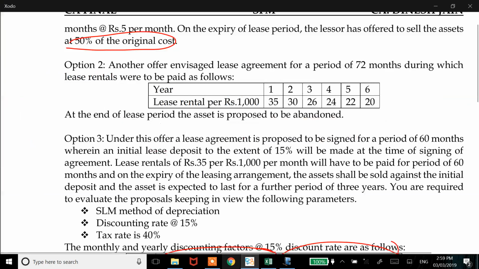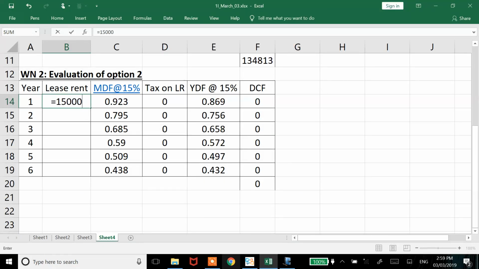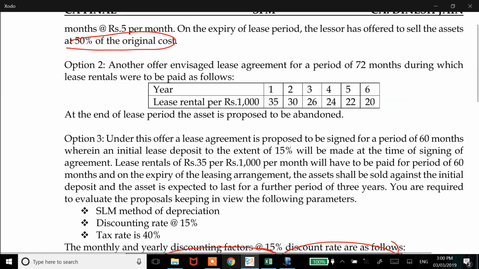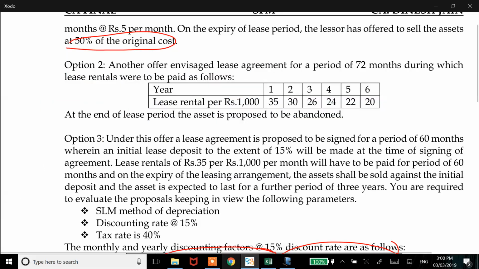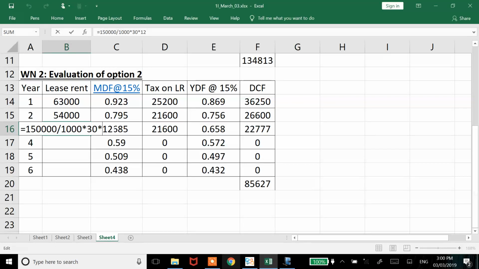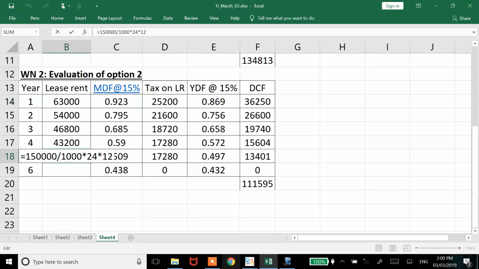First year is 1,50,000 divide by 1000 into 35 into 12. 30 rupees. 26, 24, 22 and 20.